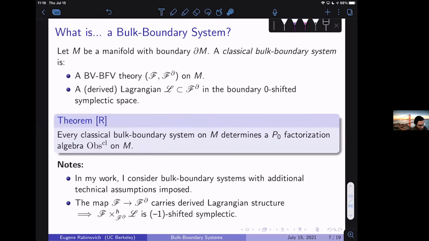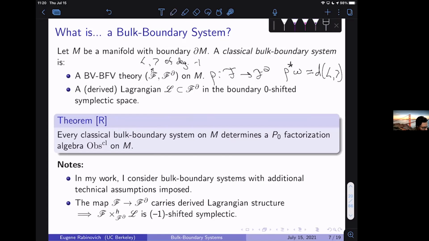So in my language, let's call this map rho. What we find is that the pullback, so recall that I said that this wants to be -1 shifted symplectic. So there's the pairing of degree -1, which would be the -1 shifted symplectic structure. What we find is that the pullback of the symplectic form on the boundary fields is not 0, but it's the differential of this operator, of this pairing.